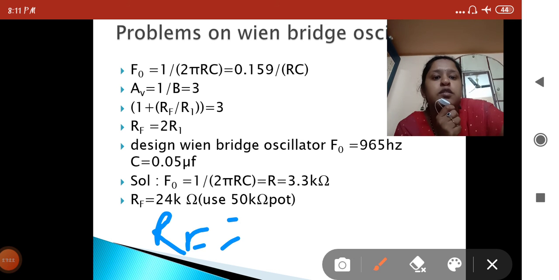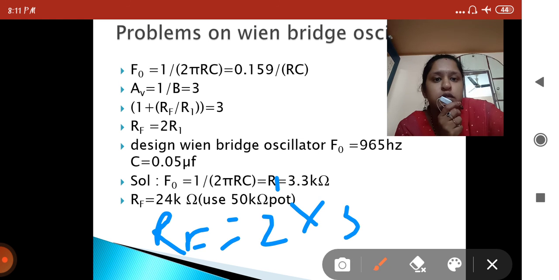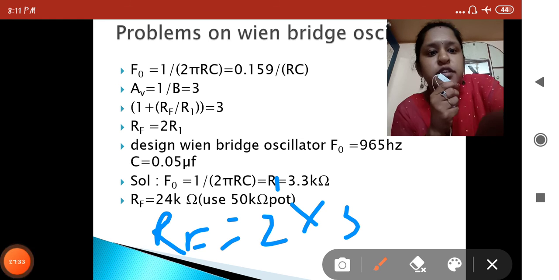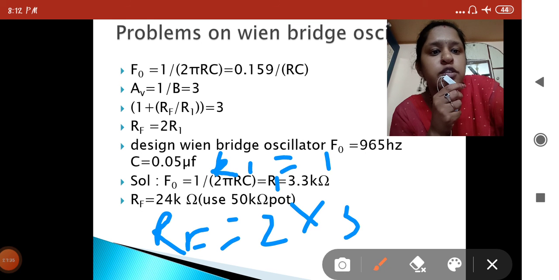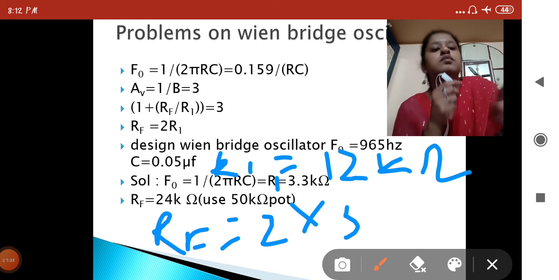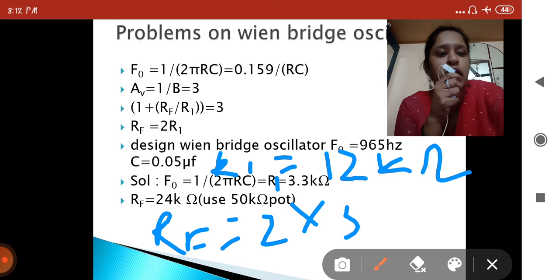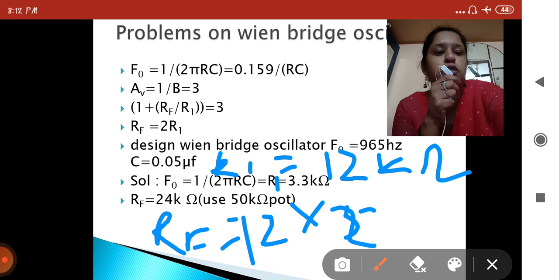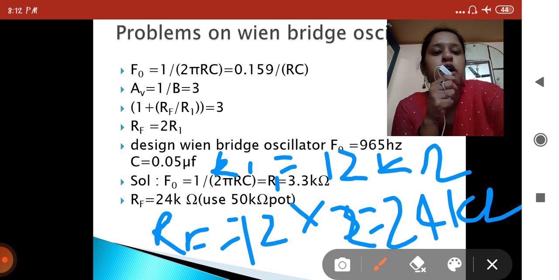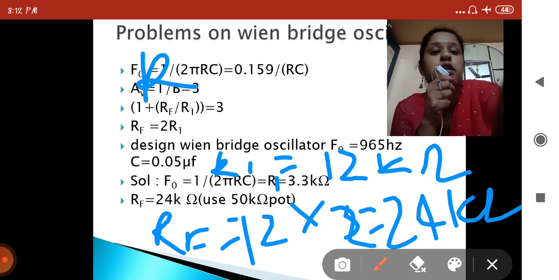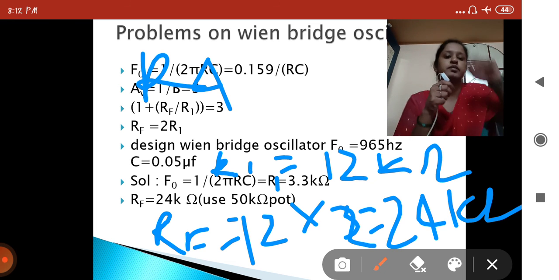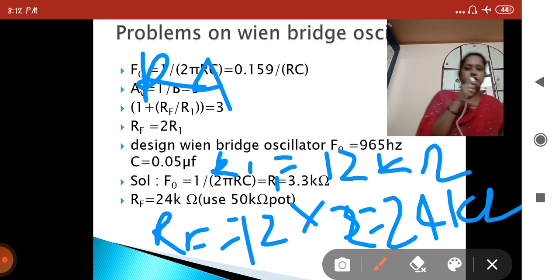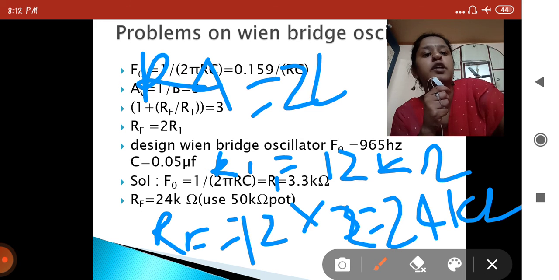RF equals 2R1. Just a minute, they have missed this one. R1 equals 12 kilo ohm. R1 equals 12 kilo ohm. RF equals 12 into 2, 24 kilo ohm. In your circuit it is R4, the RF feedback resistance. RF equals 24 kilo ohm.